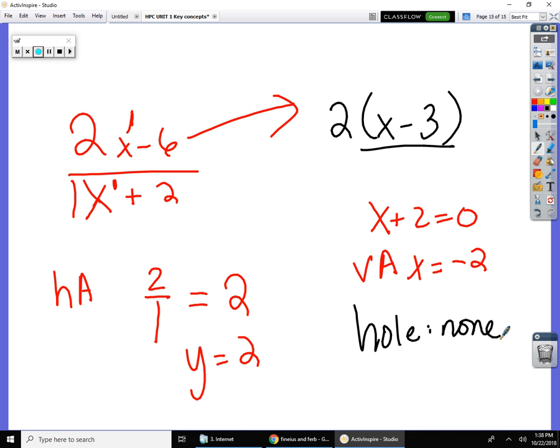All right. So ladies and gentlemen, 3, 4, 5, 6, same exact page. That is your homework tonight.